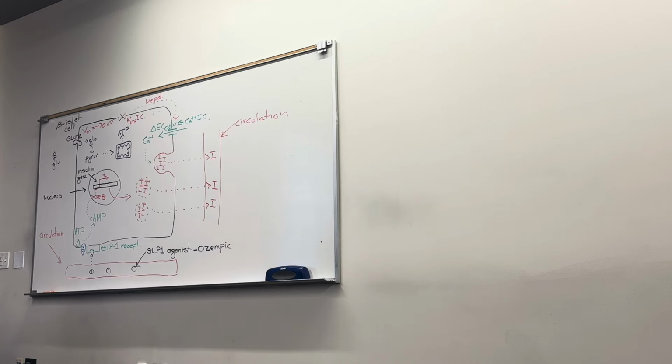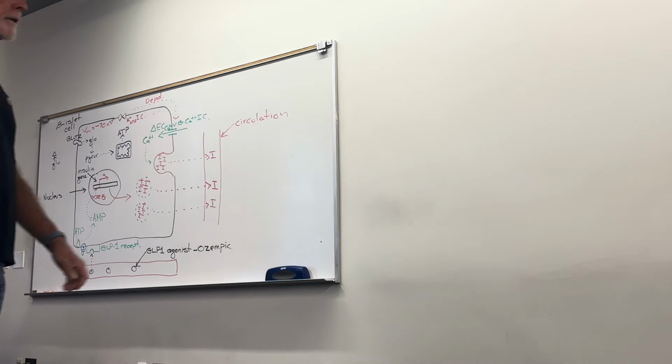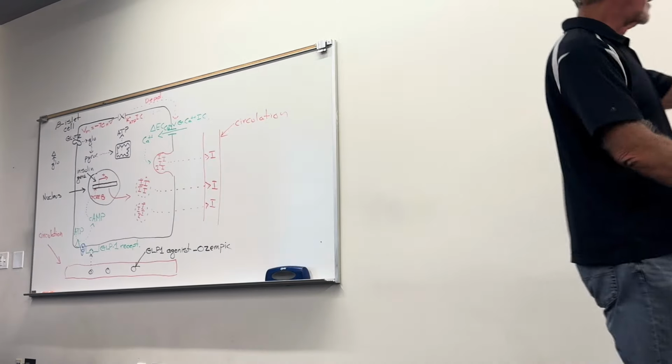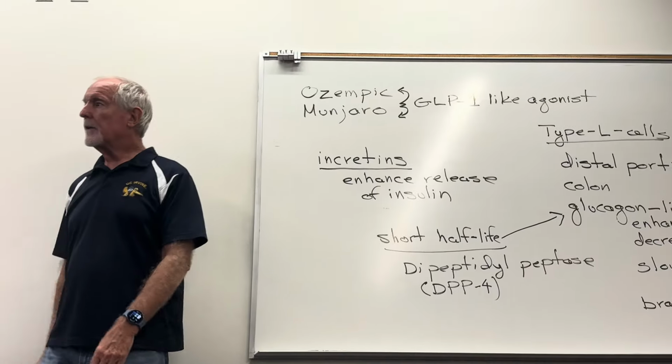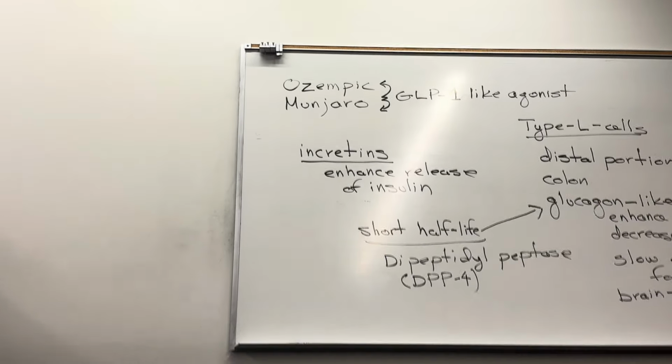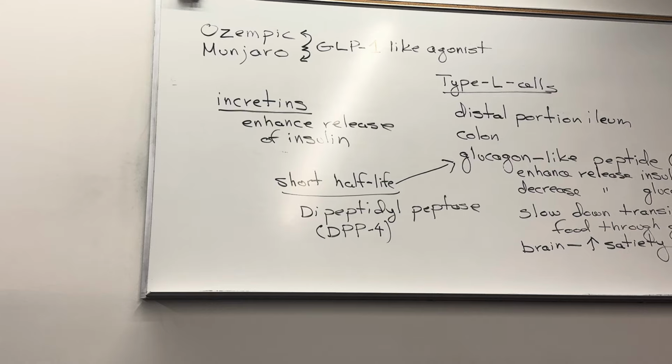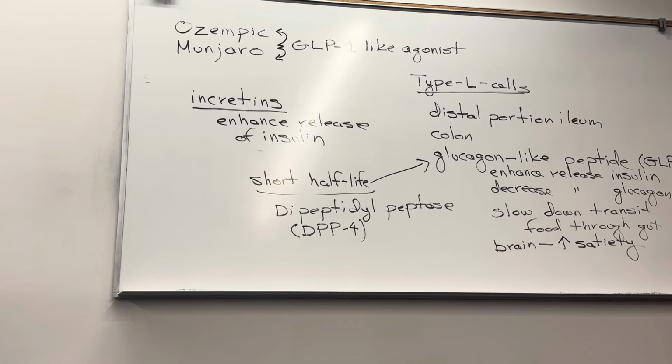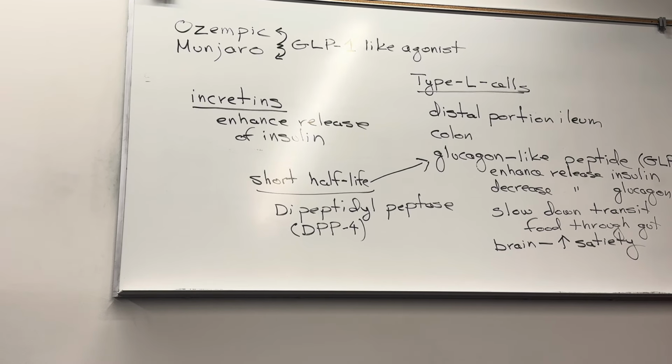Can you explain incretins again? Is a type L cell a type of incretin? No, so incretins are a class of molecules that will enhance the release of insulin. So that's why GLP-1 agonists, Ozempic, those kind of fall under this category of being incretins. Okay, so they're molecules that enhance the release of insulin. Does that help? Yes.